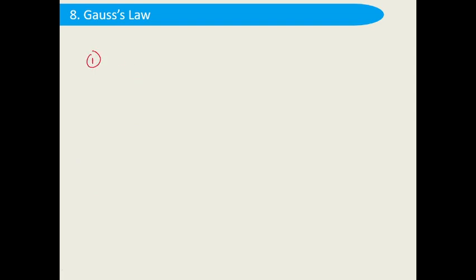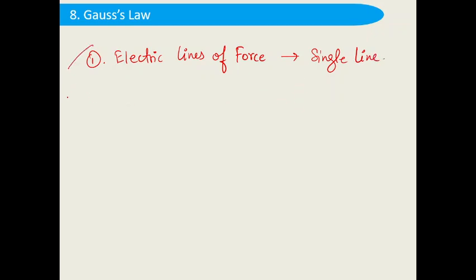So we understood first what is called as electric lines of forces. Electric lines of forces is nothing but a single line. But if I observe, there is not a single line present, but there is a tube of lines present. That means there are more number of lines present in one place. So the second one is tubes of forces. Tubes of forces means bunch of lines.